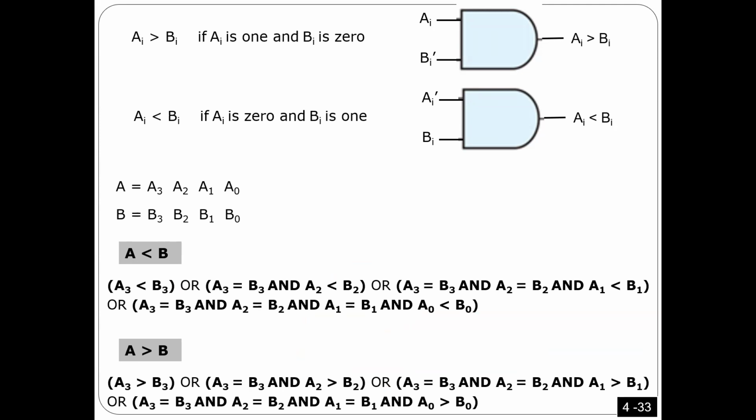So here, that's what I told you. In order to make sure A is less than B, that means the most significant bit of A has to be less than that of B, and that's enough. Or the most significant bit is equal, and the next bit is less, or equal then less. That's the idea I explained. You need to go from the most significant to the least significant. Same thing for greater. If A3 is greater than B3, that's enough. Or A3 equals B3, and A2 is greater than B2, and so on. You got what I'm saying?